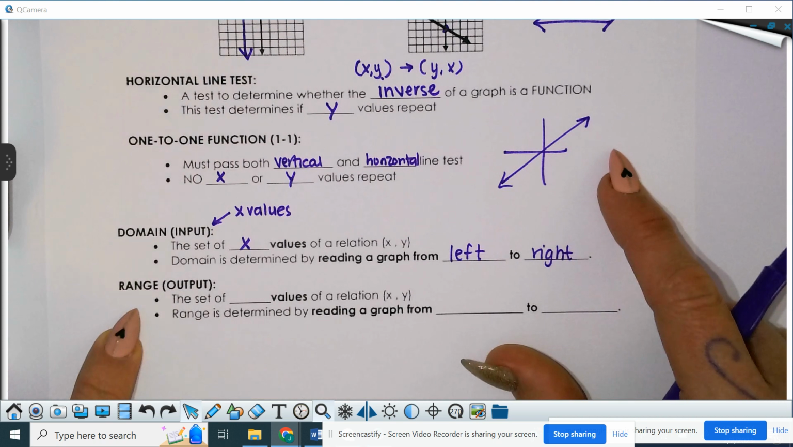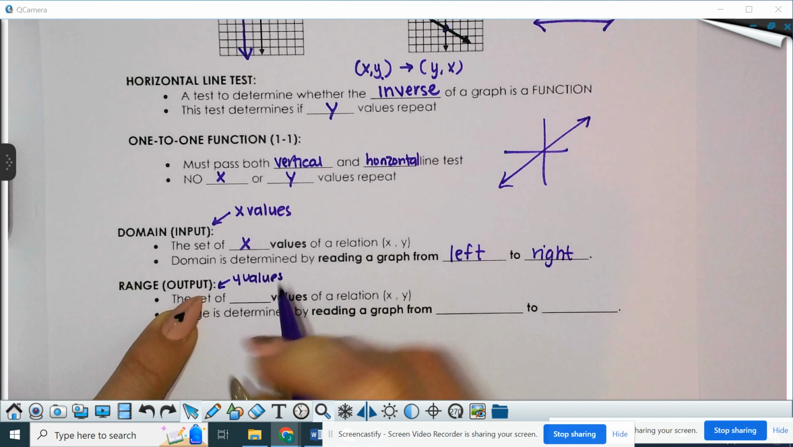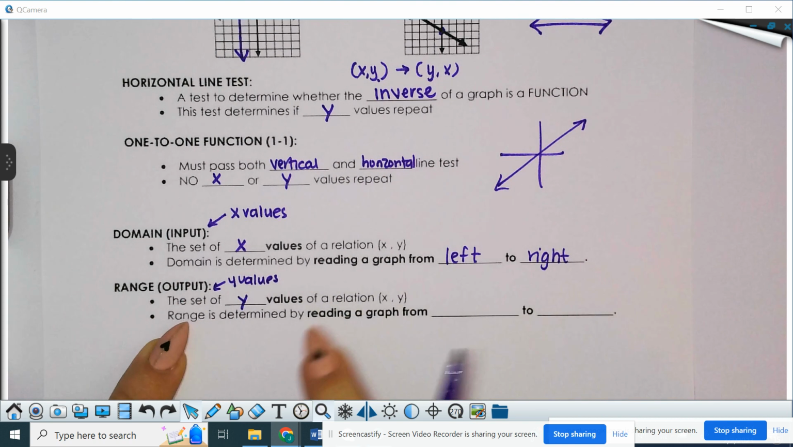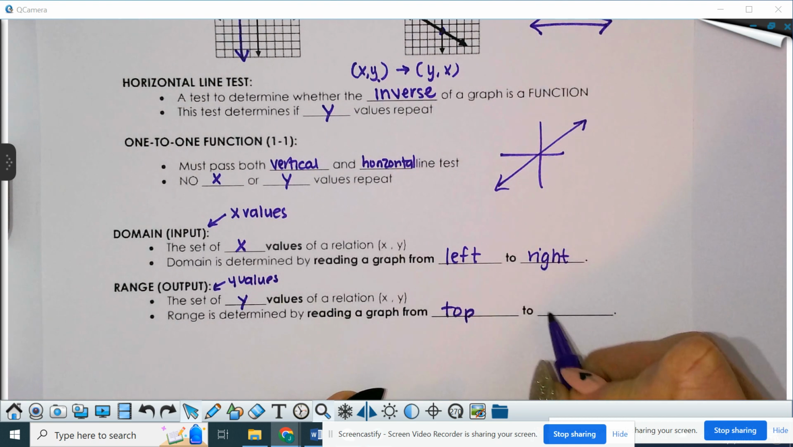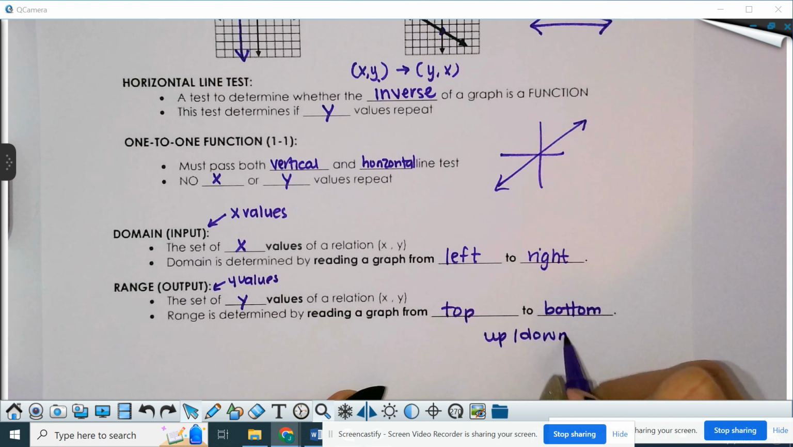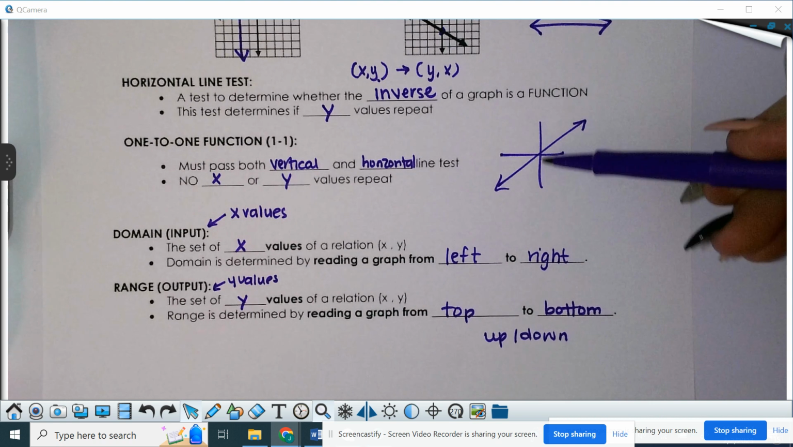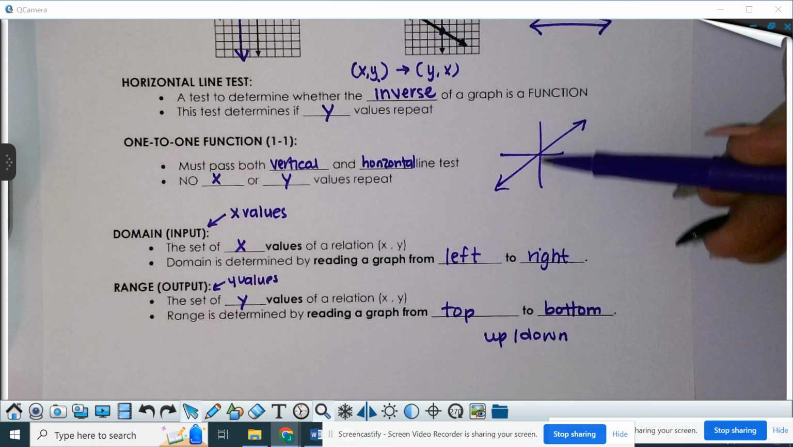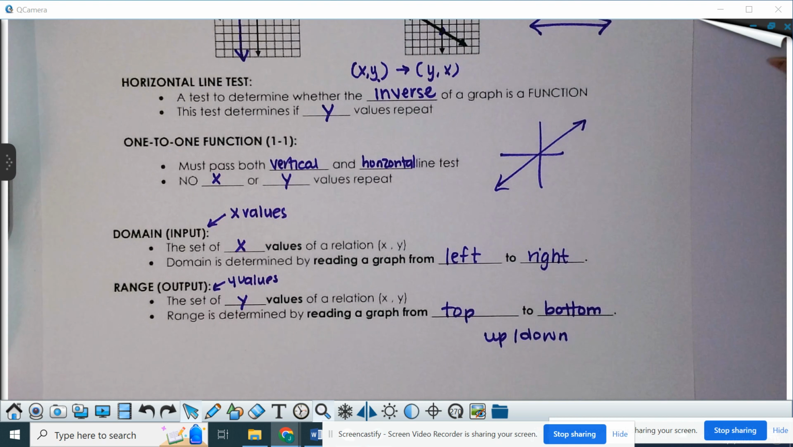Okay, so range is output, which lets us know that's y values. So the set of y values of a relation. Range is determined by reading the graph from top to bottom, or like I always say, up, down. How far does the graph go up versus how far does the graph go down? So that would be your range. Again, if you're thinking about up and down, that's your y-axis because that's the only one that goes up and down, and those are the values you can read up and down. Hence the reason range is y values only.